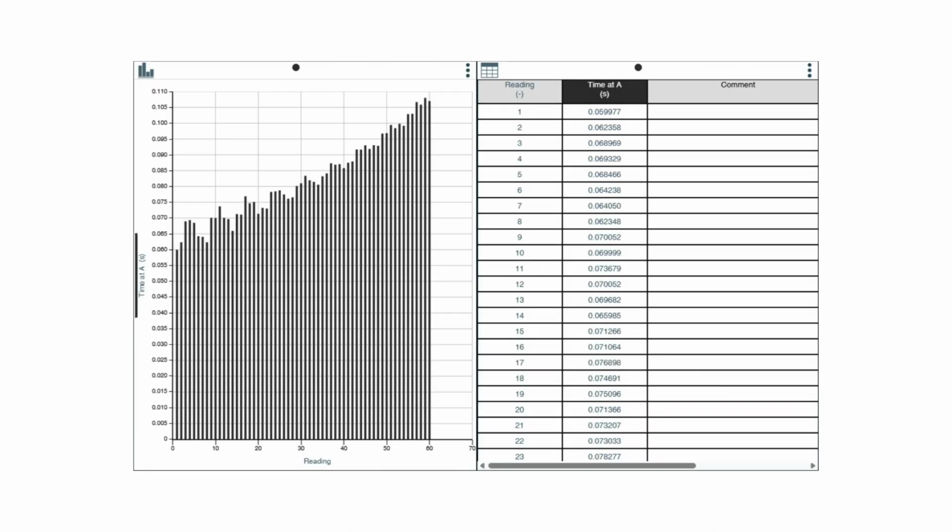Its period depends on its length. Increasing the length increases the time taken for each oscillation. For small angles, the period is proportional to the square root of the pendulum's length.